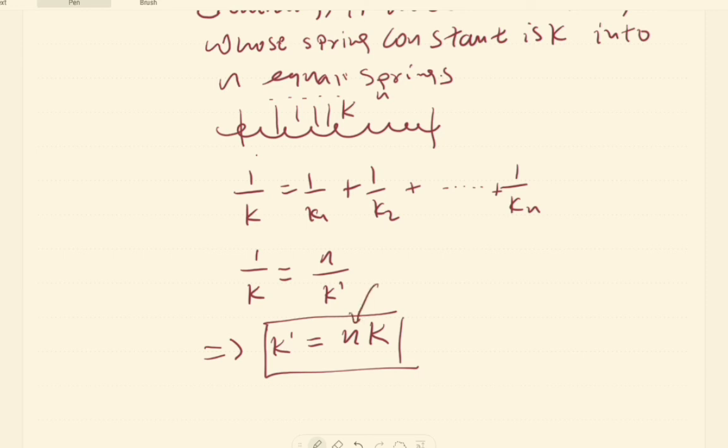So it will go on like this. The spring constant increases if you divide the spring into pieces. But if you add springs one to another, the spring constant decreases. This is the relation that you need to know in relation to the previous problem.